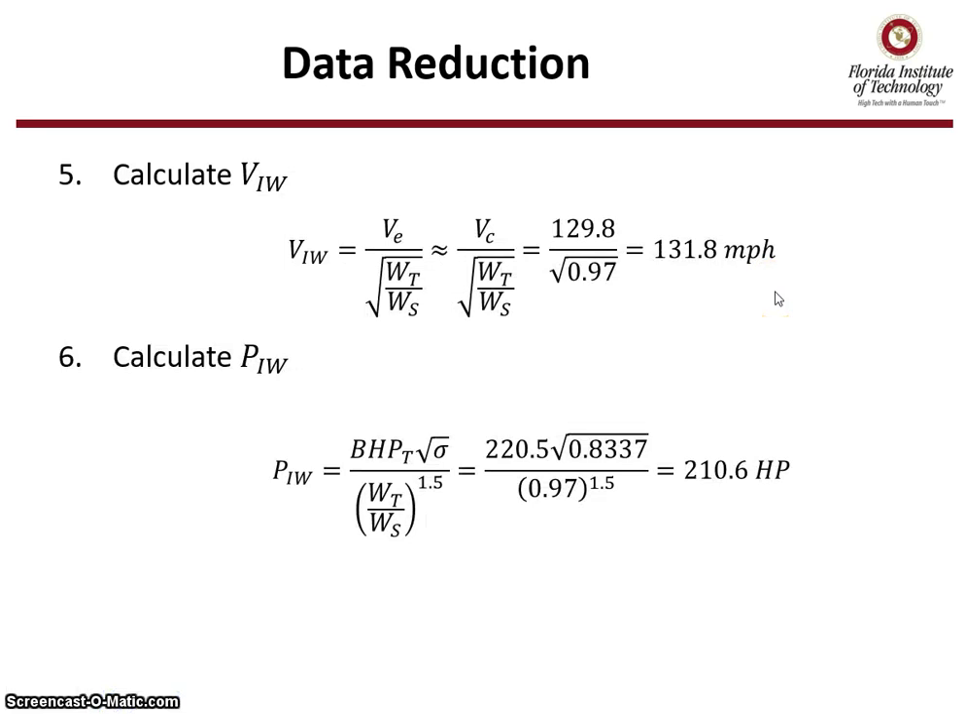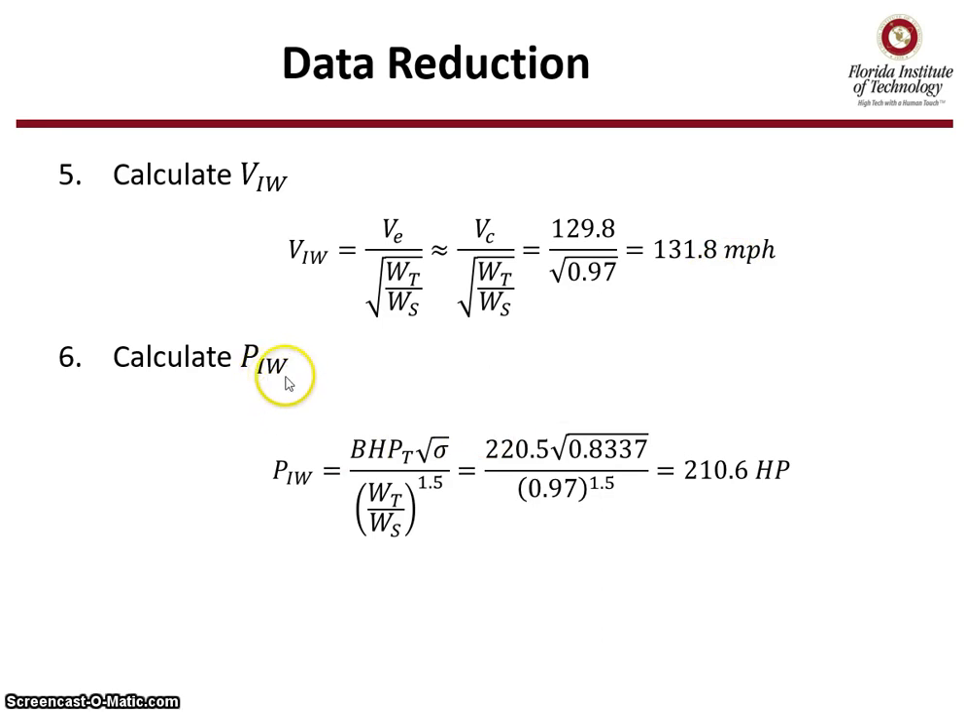Step 5 will calculate VIW, instrument and weight corrected airspeed. Here's the equation, and for the speeds that we fly with the Cherokee 6, calibrated is nearly identical to equivalent, so we'll use our calibrated airspeed of 129.8 divided by the square root of the weight ratio to give us a VIW value of 131.8 miles per hour.